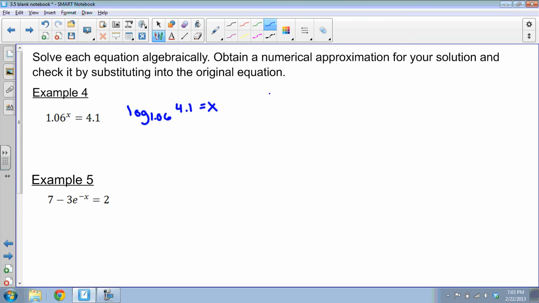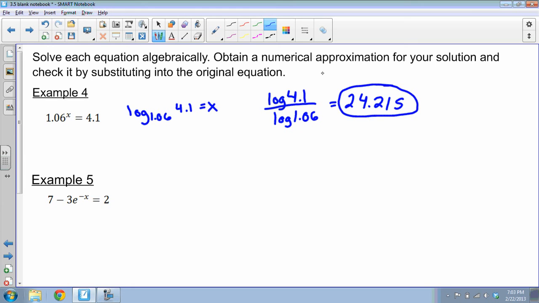Well, we can type that into our calculator. If you have an older calculator, you would use the change of base formula, which is what I'm doing right now. If you have a newer one and it lets you plug in your logarithms all pretty like, then have at it. I'm typing this in on my calculator so I can figure out that this is something like 24.215. That's our answer.